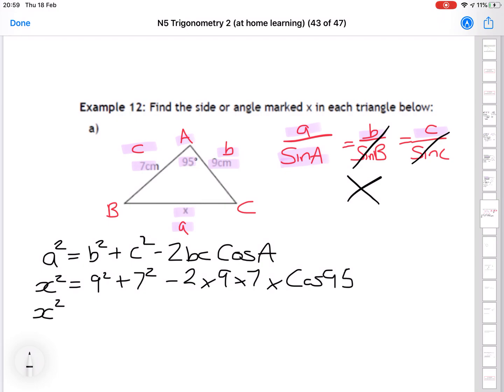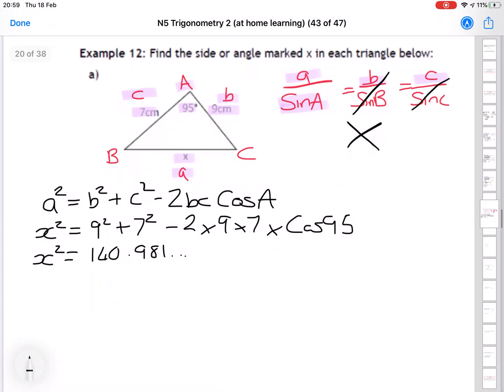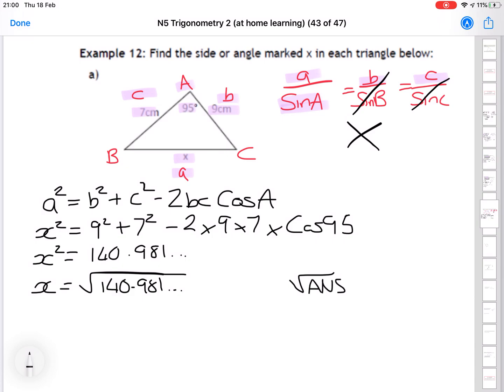So when we put that into our calculator, we get 140.981 and continuing. So remember I had said in all my previous videos, just do the decimal number to 3 or 4 decimal places and then dots to show that it is a continuing decimal answer. Don't round it at this point. And then remember with your cosine rule, this is x squared, so we would need to square root that number. So 140.981... And remember to use your square root and your answer button on your calculator, okay, to get that full decimal answer into the square root.